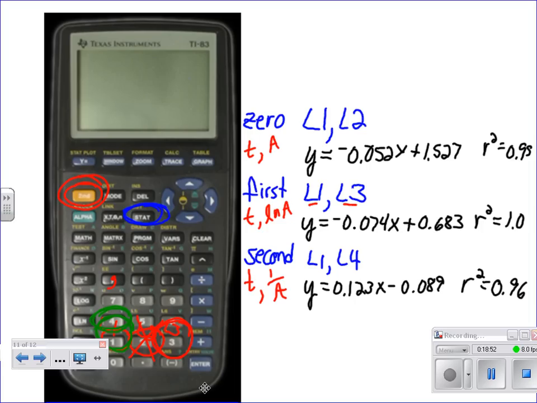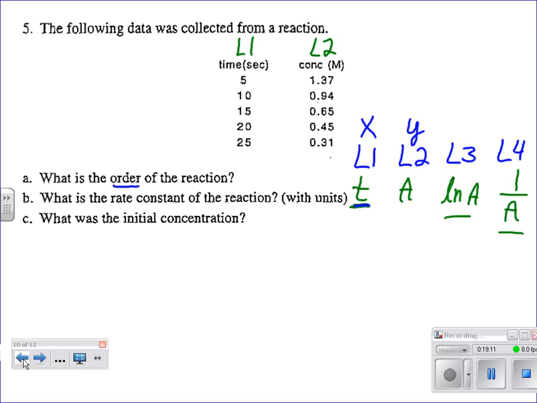So now, why did we go through all of that? Because we wanted to come up with the one that most closely resembles a line. That's why you're looking at your correlation coefficient, and that's why you had your diagnostics turned on. And this is the correct equation for that. It is first order, so we can come back here and answer that this is first order. I'm just going to rewrite this equation again really quickly because we'll need to refer to it: y equals negative 0.074x plus 0.683.